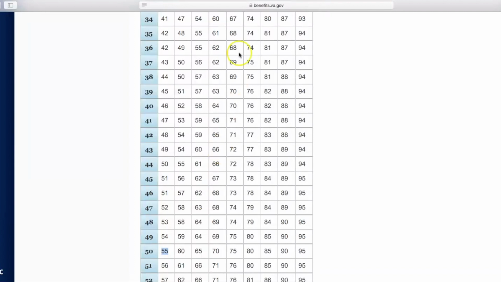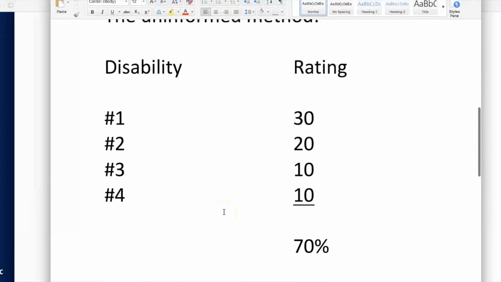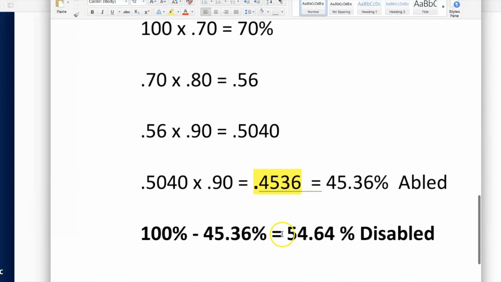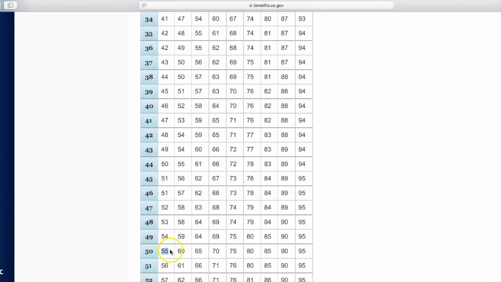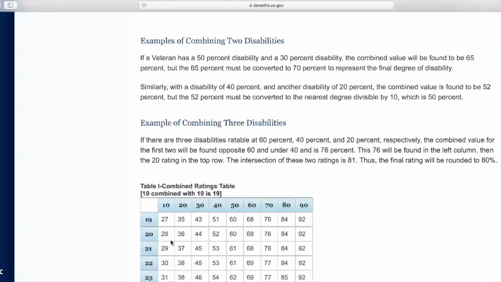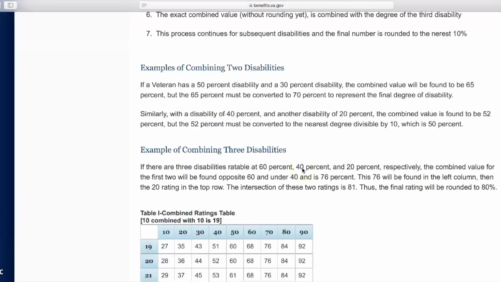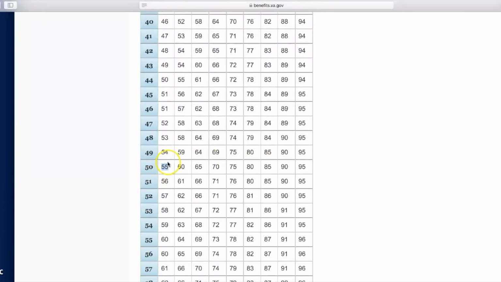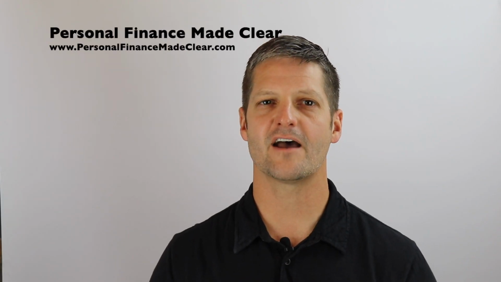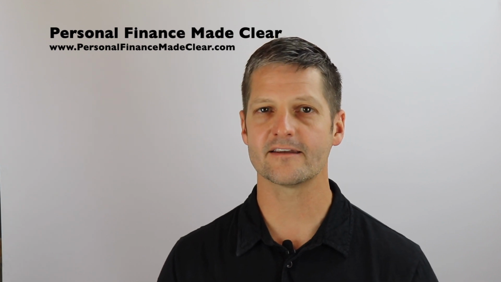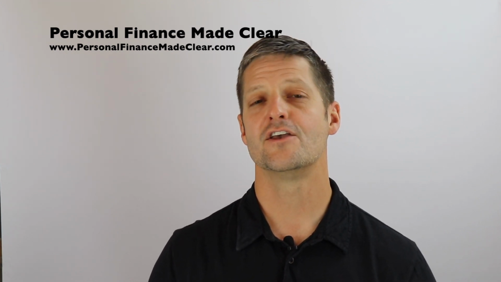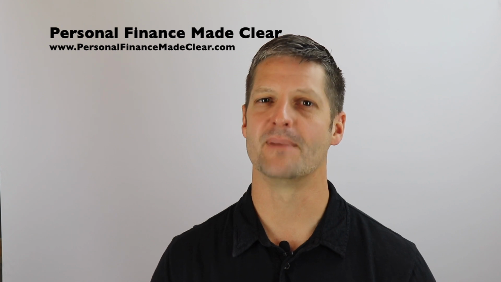Now, remember what we did when we went through the whole mathematical part? And we came up with 54.64. That seems like a nice rounded number to 55. And then, of course, remember, as it shows up here, you got to round to the nearest percentage. So 65, and they're going to go up to 70. Well, you get to take your 55 and say that you're actually 60% disabled. Now you know the math behind the VA disability chart and how to use the chart. Congratulations! You are well on your way to being a barracks lawyer.